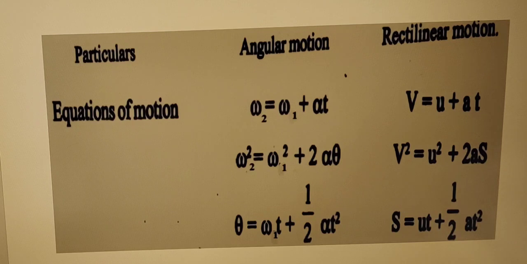So the equations of motion used in angular motion or circular motion are: omega 2 is equal to omega 1 plus alpha t. Omega 2 square is equal to omega 1 square plus 2 alpha theta, and theta is equal to omega 1 t plus half alpha t square.